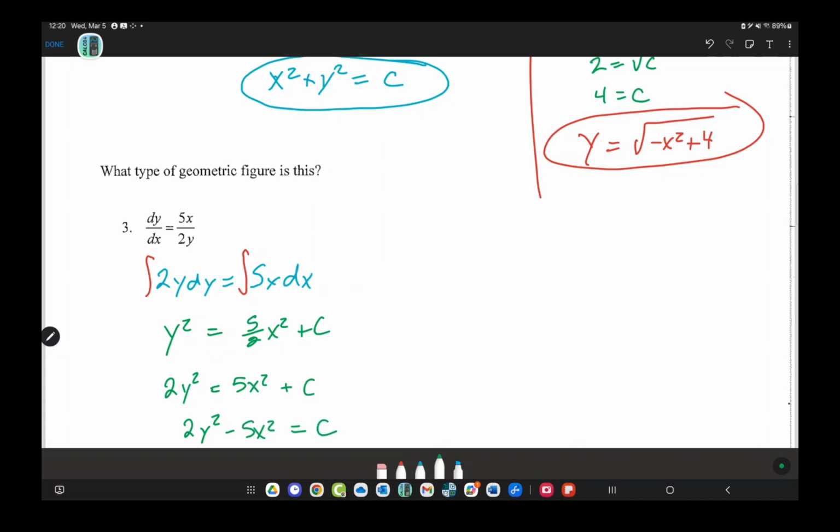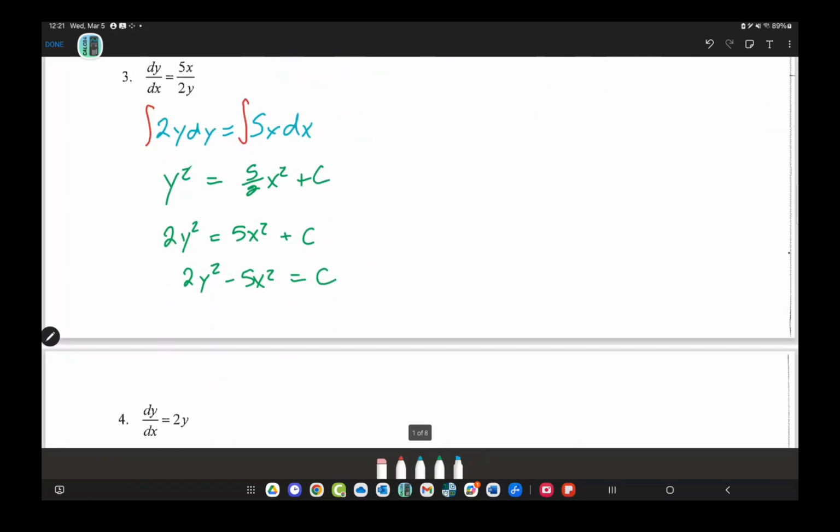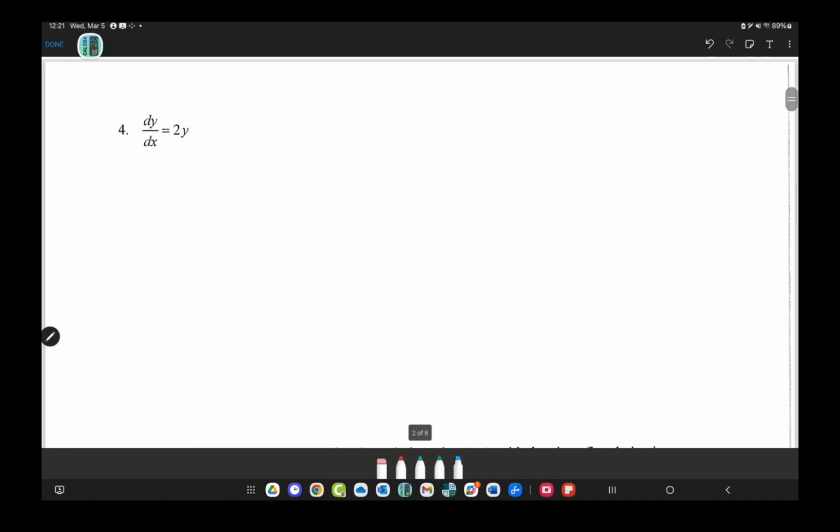What kind of function is that, by the way? An ellipse would be adding. This is a hyperbola. No, you don't need to know that. Actually, it's written in my notes. Don't worry, you do not need to know that. The idea here is you do need to be able to find a particular solution.